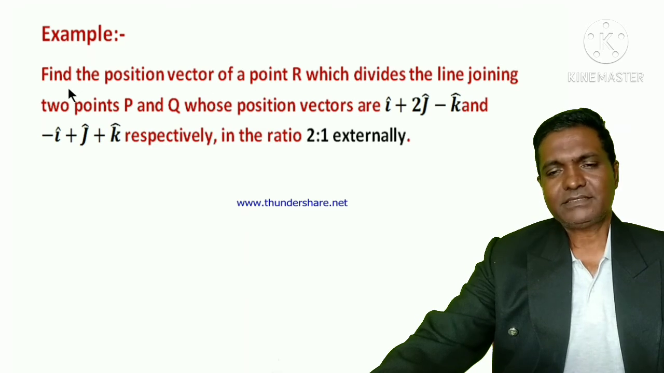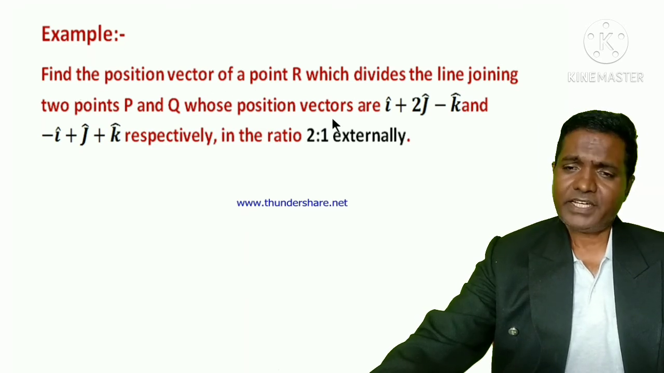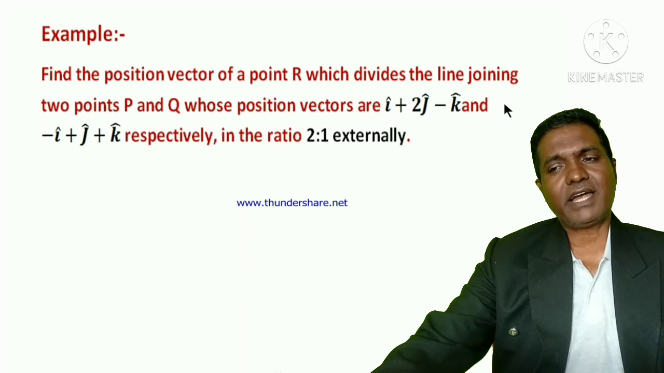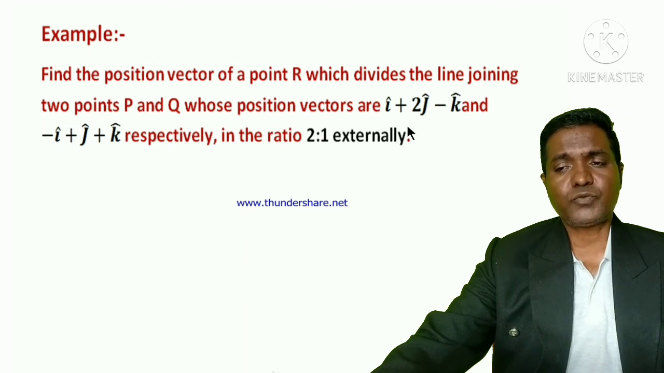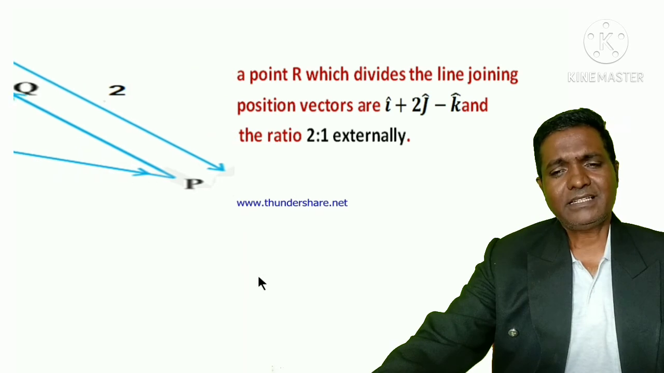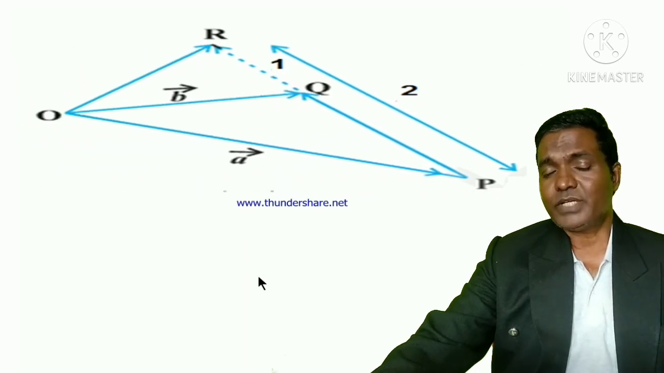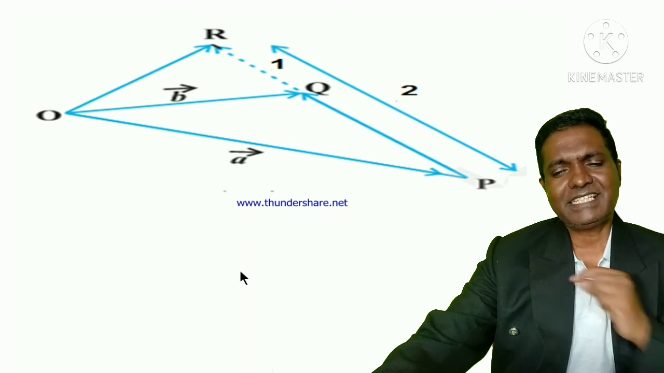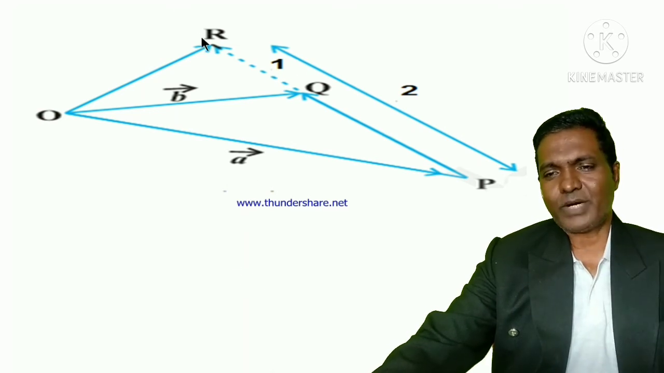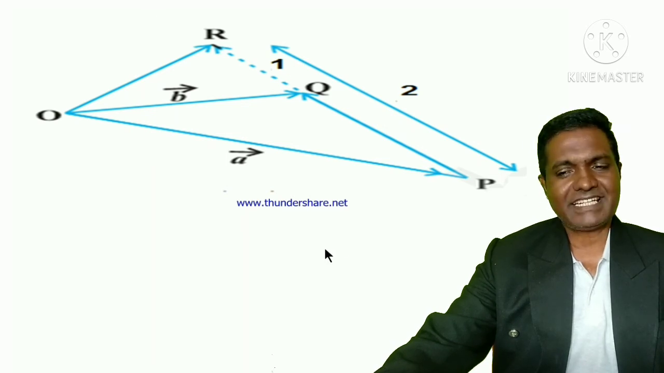Now look at the example. Find the position vector of the point R which divides the line joining two points P and Q, whose position vectors are given respectively, in the ratio 2:1 externally. So R divides PQ vector externally. So simple, we have done this in the previous one for internal division. Here it is for external division, only the sign changes. So here is the point R that is dividing PQ in the ratio 2:1 externally.